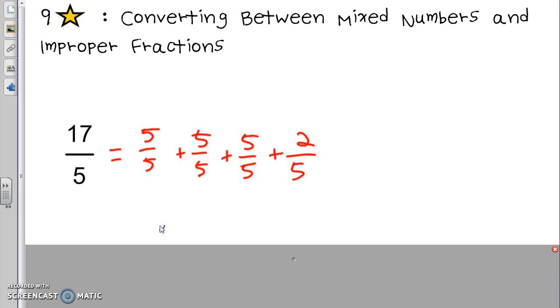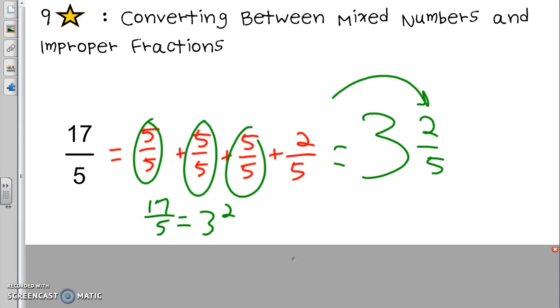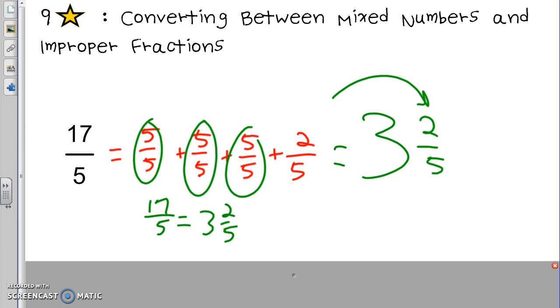So, if you can see this, how many wholes do I have? Well, this is 1 whole, this is 1 whole, and this is 1 whole. So if I was converting this into a mixed number, it's going to be 3 wholes, and what's left over? 2/5. So 17/5 equals 3 and 2/5. All right, any questions about that? Just go back and look. You'll see that we used the decomposing of 5/5 plus 5/5 plus 5/5, which really equals 3 wholes plus 2/5.